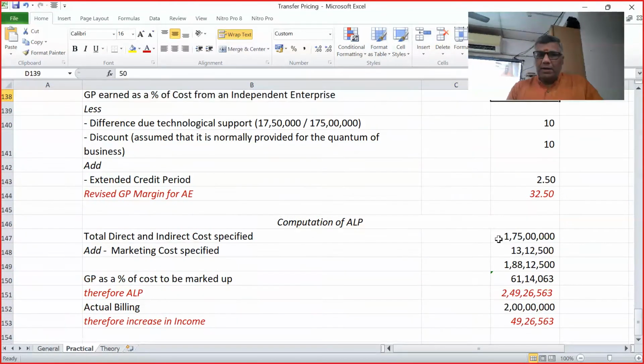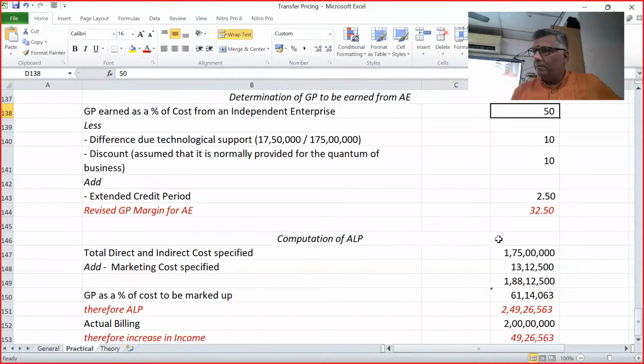50% GP, less 10% due to technological support, less 10% discount, add 2.5% credit. So 32.5% should be my new GP as a percentage of cost. My cost comes to 1 crore 88 lakh 12,500 by including 1312500. So on that GP, I find out what my actual sale price should be.